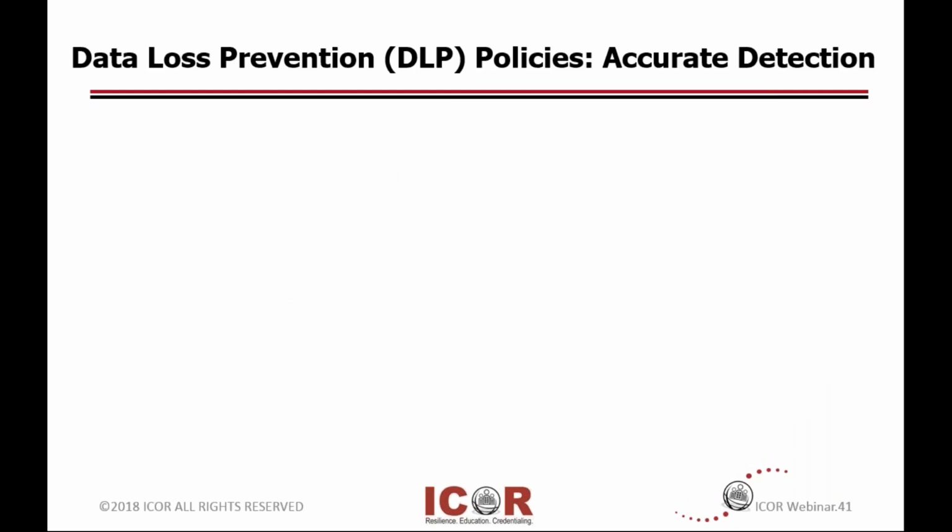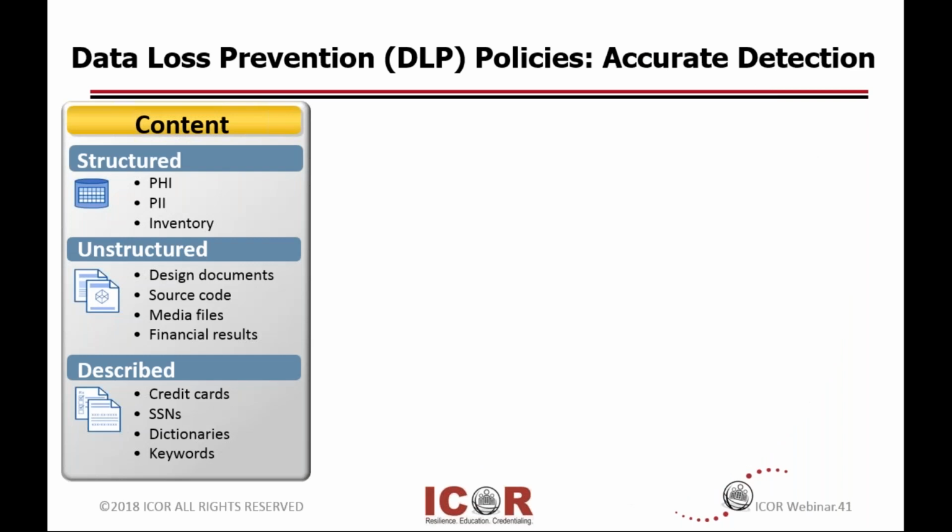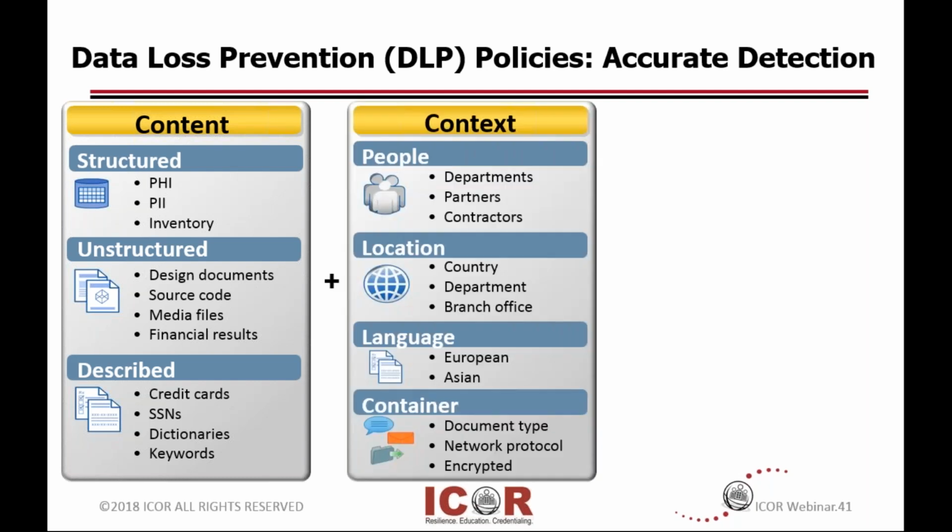So looking at accurate detection, you need to be looking at your content from a structured viewpoint as well as an unstructured viewpoint, and then as described. So looking at, where is your content? And then what is the context? Looking at the people, your departments, your partners, your contractors, where are they located? What countries, what departments, what branch?